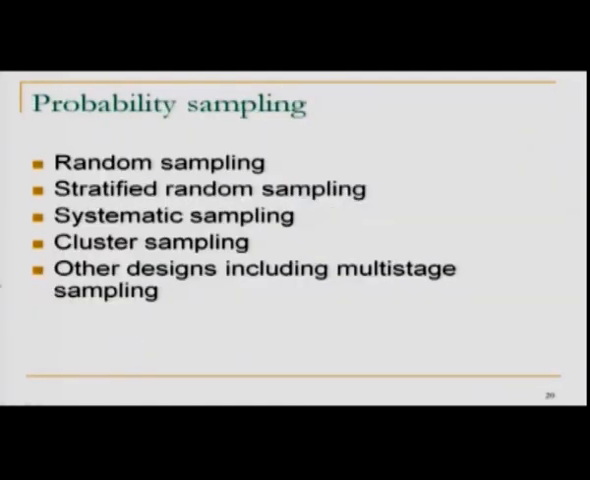Probability sampling is divided into these types of sampling: random or simple random. Simple random is also called random. I have already defined simple random. Then stratified, we will take up these sampling designs in the next lecture. Systematic sampling, cluster sampling, other designs including multi-stage sampling design. In practice, we generally go for multi-stage sampling.